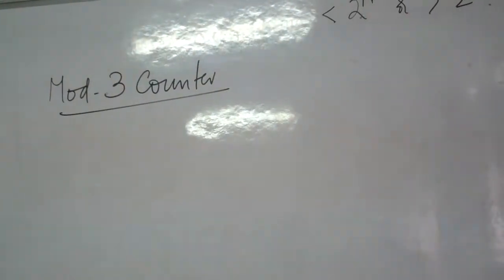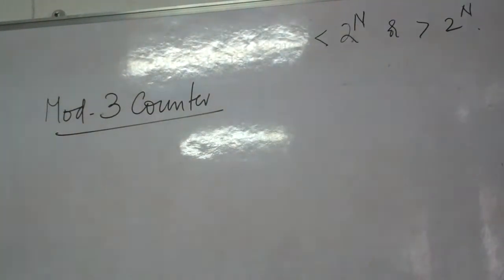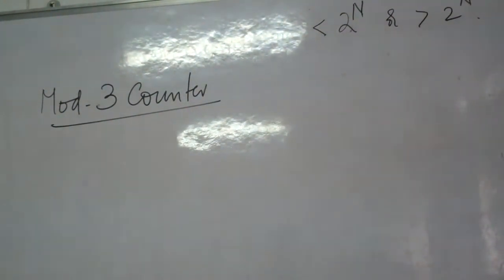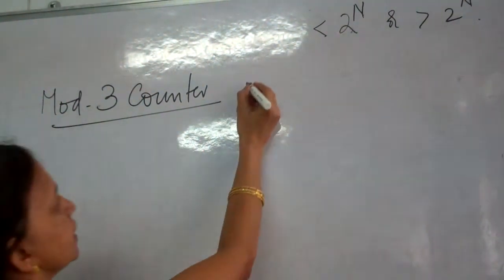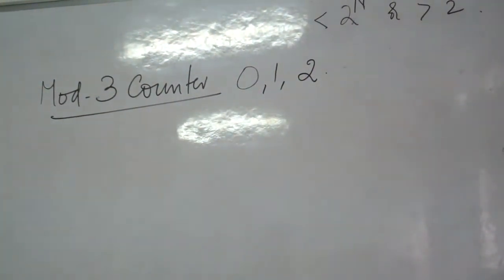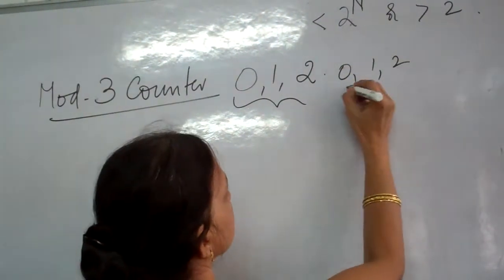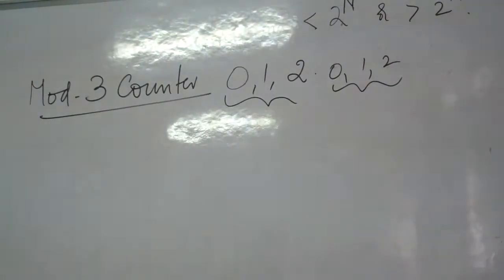The number of flip-flops which are closer to this. When you want a mod 3 counter, how many should it count? It should count 0, 1 and 2. After 2 what should happen? Again it should become 0, 1 and 2, and this sequence should be repeated.